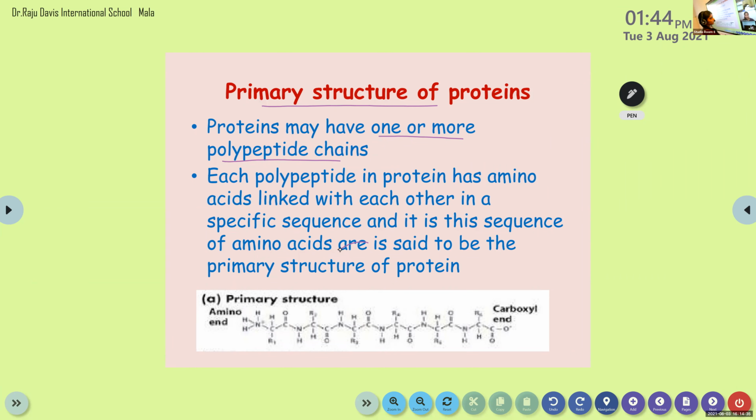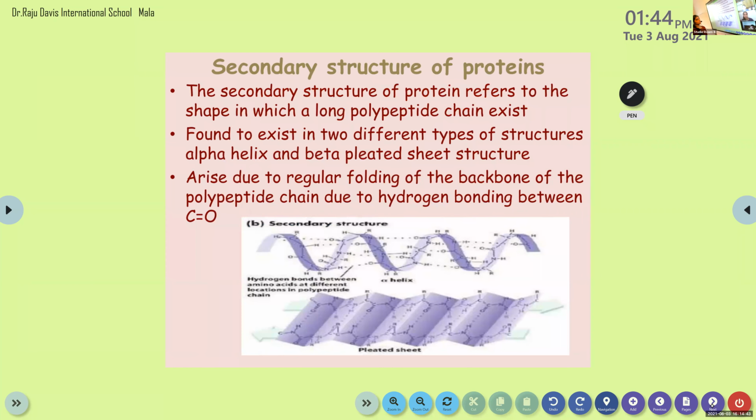Okay, have you completed? Yes, right? All of you? Then we are moving to the secondary structure of proteins. The secondary structure of protein refers to the shape in which a long polypeptide chain exists. So the secondary structure will provide the shape of this polypeptide chain.